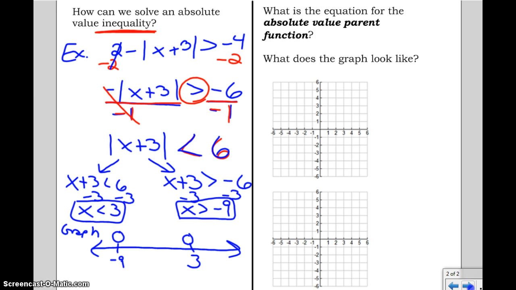They do not have the equal to line underneath them. And I'm saying x is smaller than 3, so I go this way. X is greater than negative 9, so I have to go this way. So they meet in the middle. What are some of my possible answer choices that will satisfy this absolute value inequality? Any number between negative 9 and 3, but not including negative 9 and 3 because they have that open circle there. So 1, 0, negative 5, negative 4, any of those numbers that are between negative 9 and 3 will work. How do I write this in interval notation?